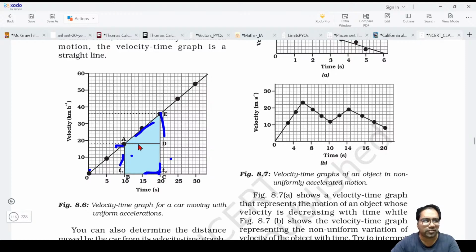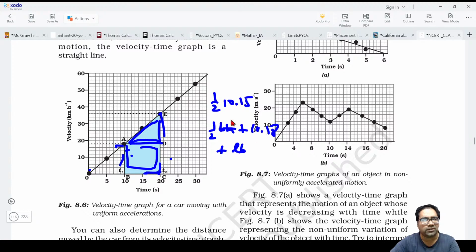Okay. So what you have to do? You have to calculate the area of this one and the area of this right angle triangle. Basically, half into base into height plus length into breadth. What is the base? Base is 10. Half into 10 into whatever, this is some 15 or 18 or whatever. Let's say if it is 15, plus this 10 into this 18. This is the total distance. Agreed.